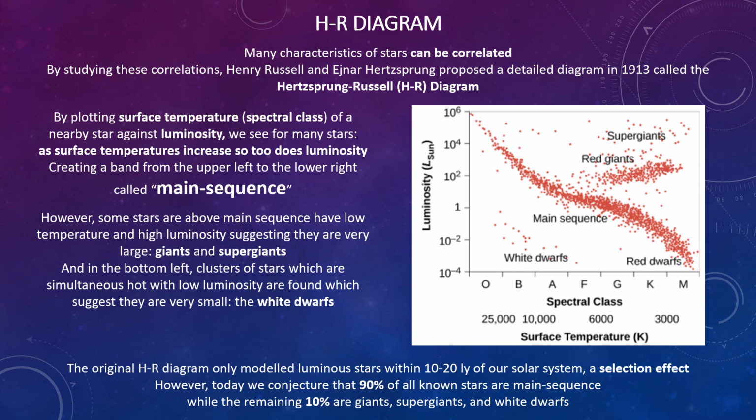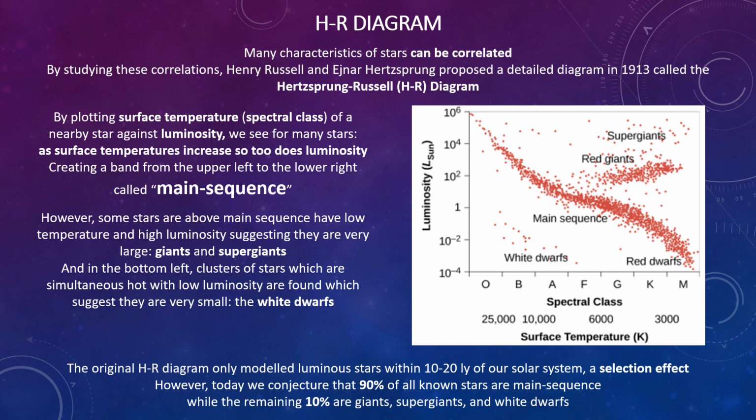In the bottom left, there are clusters of stars which are simultaneously very hot but also not very luminous, which suggests that they are very small. These are the white dwarfs. And so the original HR diagram only modeled luminous stars within 10 to 20 light years of our solar system, and so this gave it a bit of a selection effect.